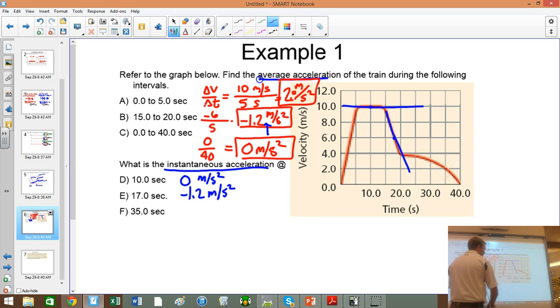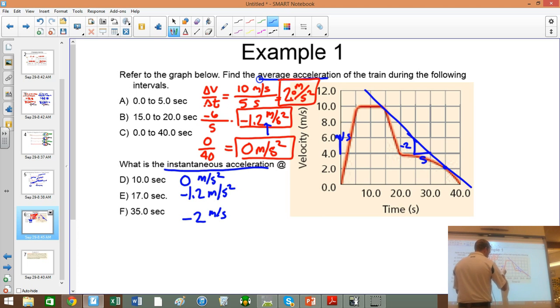And then at 35 seconds, here's where you're going to see it's a little bit trickier. So here's 35. So it looks like my tangent line goes like that. And if I'm real good, it looks like it goes down, that's down 2 meters per second as it goes 5. So I'm going negative 2 meters per second, because that's what this is, meters per second. I'm going rise over run, down 2 in 5 seconds. So that's negative 0.4 meters per second per second.